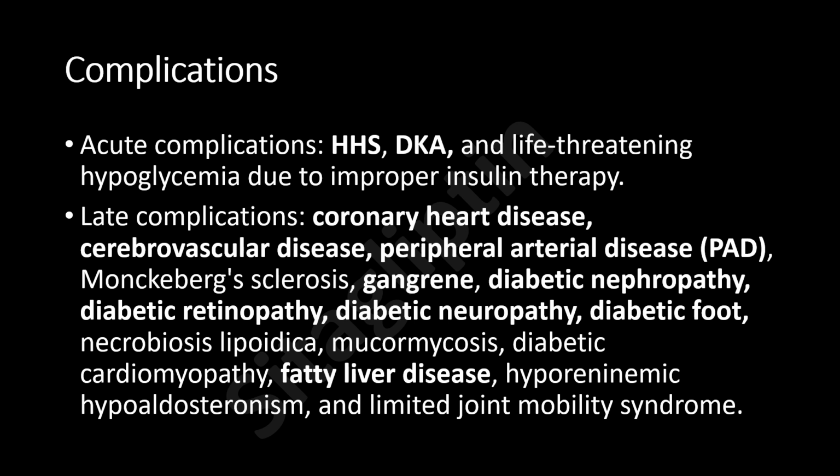Talking about the complications, just like I said, hyperosmolar hyperglycemic state and diabetic ketoacidosis can often be the presenting complaints of people with acute exacerbation of glycemic index. Sometimes, due to improper insulin therapy, you can get life-threatening hypoglycemia. For example, if you inject insulin and forget that you previously had insulin, and then you go on to inject another vial of insulin, you can have a very life-threatening episode of hypoglycemia.